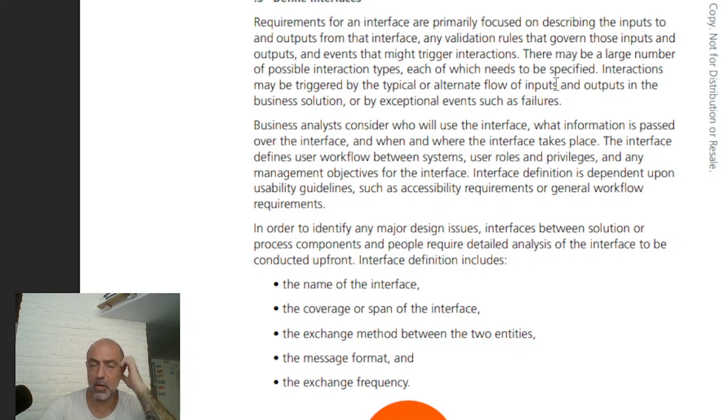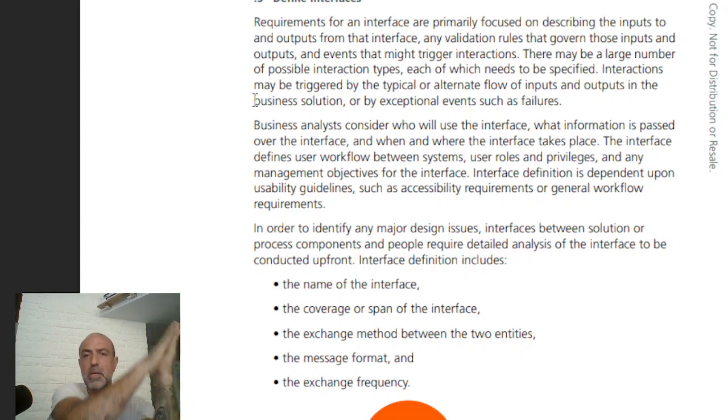One input could return, well, different inputs return different things, but ultimately one is successful and the rest are not necessarily successful. But error handling is also important when it comes to interfaces, because of miscommunication. What do we do with that? How do we handle that? And protocols in there. There may be a larger number of possible interaction types which need to be specified.